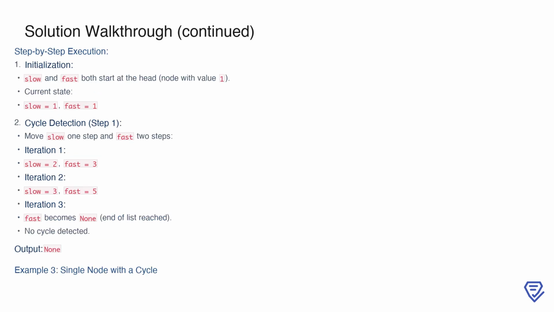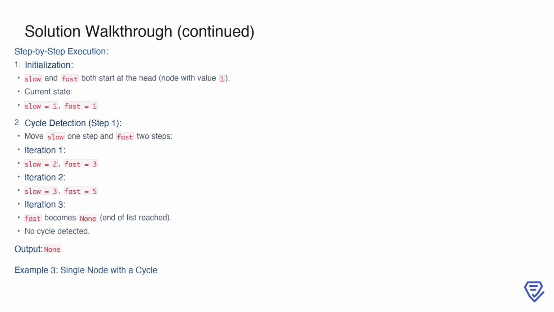Now, let's consider an example where the linked list does not have a cycle. The list contains nodes with values 1 through 5, and the last node points to null. We start by initializing the slow and fast pointers at the head of the list, which is the node with value 1. Just like before, we move slow one step forward and fast 2 steps forward in each iteration. In the first iteration, slow moves to node 2, and fast moves to node 3. In the second iteration, slow advances to node 3, and fast progresses to node 5.